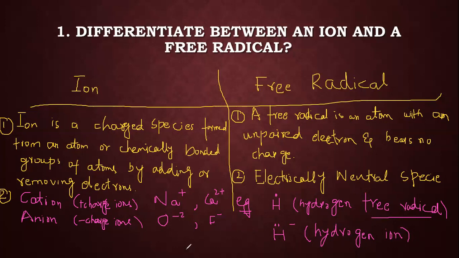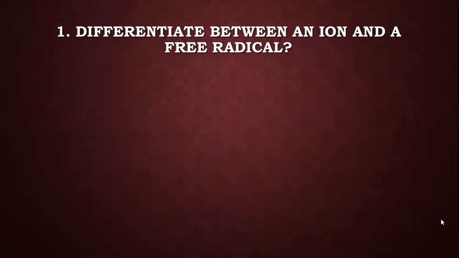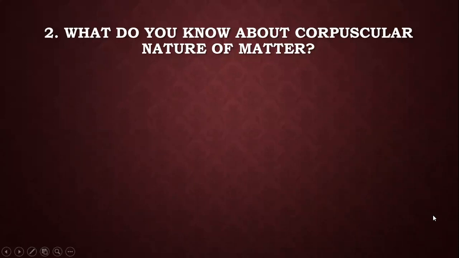Hope you understand it. Now the second question is, what do you know about the corpuscular nature of matter? So what is corpuscular nature? Basically, there are three major theories or concepts regarding the corpuscular nature. The basic one is Empedocles' concept.